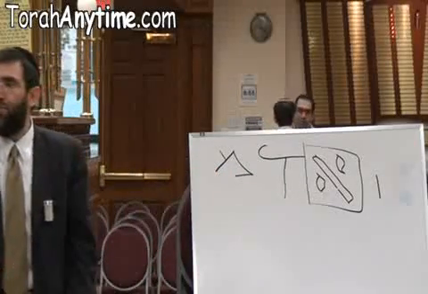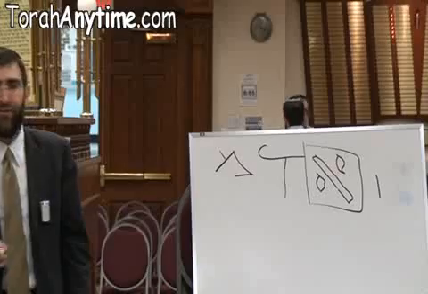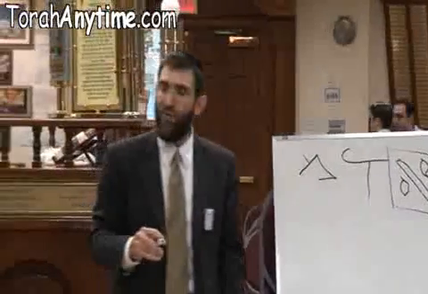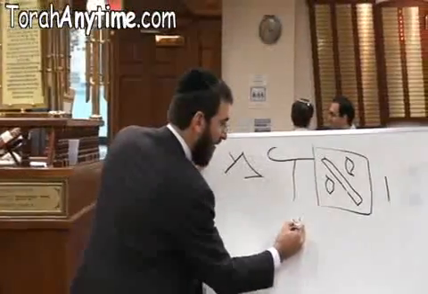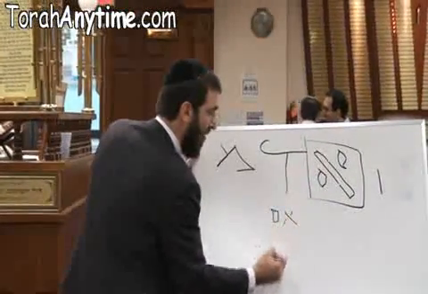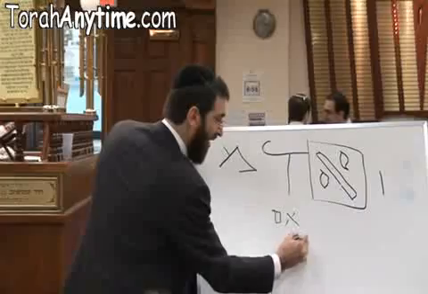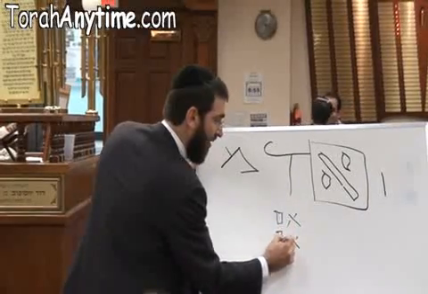Where do we get the blood from? Who gives us the blood of life? Well, we get it from who? We get it from our mother, our Aim, and we get it from our father, our Av.